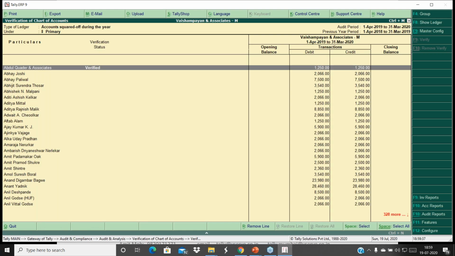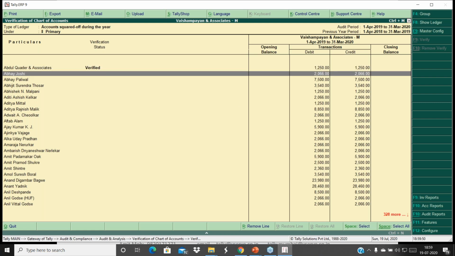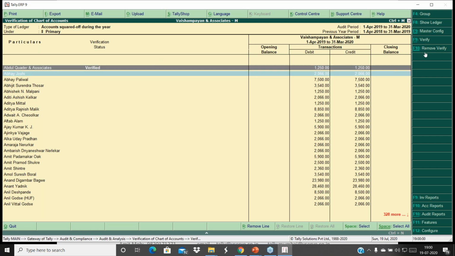Verification is essentially auditing. You can actually audit each individual ledger at a ledger level, at a balance level itself, whichever way you want to go ahead. The system itself allows you to keep track of how you want to verify that. Here you can again go for the next ledger and verify that, or you can go back to the previous ledger and remove verify as well.